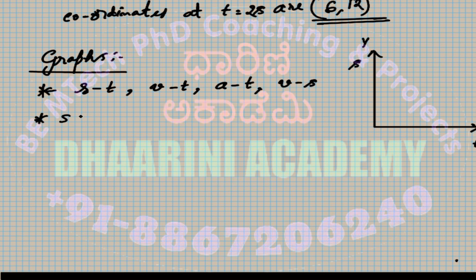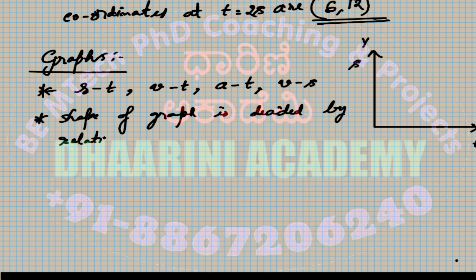So the shape of the graph is decided by the relation between x and y of that particular curve. It can be anything. Okay.